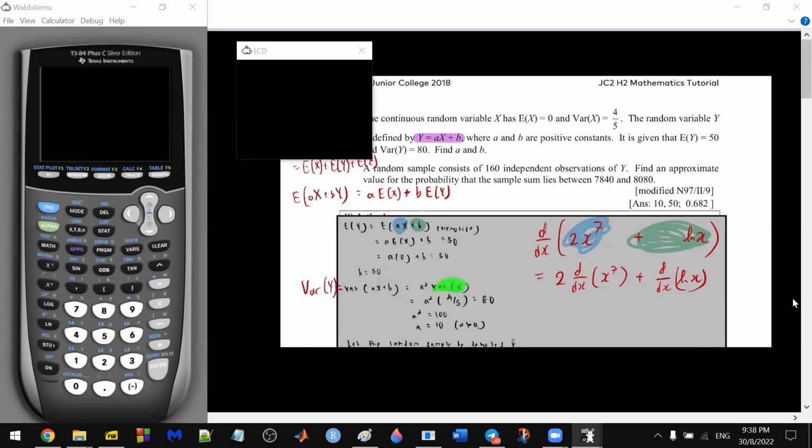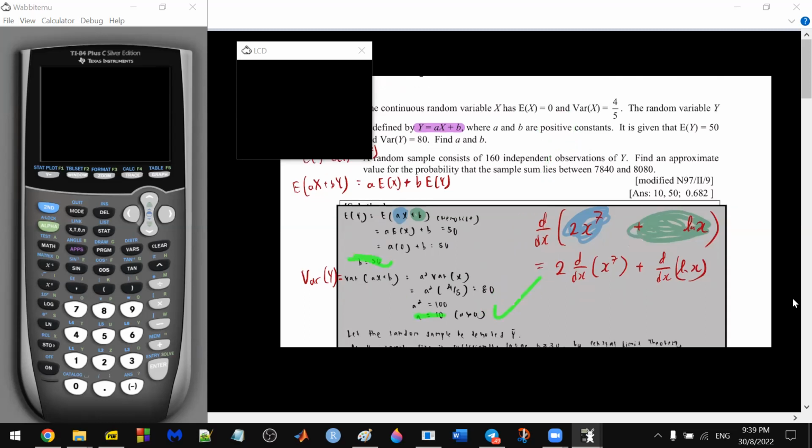Then after that, variance of x can be replaced with 4/5. 4/5 equal to 80. Why? Because it's variance of y, which is given to be 80. Then from there, you can bring the 4/5 over and then you solve for a, take a square root. Now, you say that a is more than 0. Yes, because it's positive, so you don't need to take the negative 10. So you got a equal to 10 and b equal to 50.